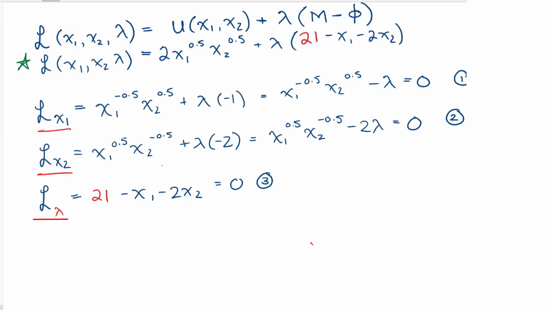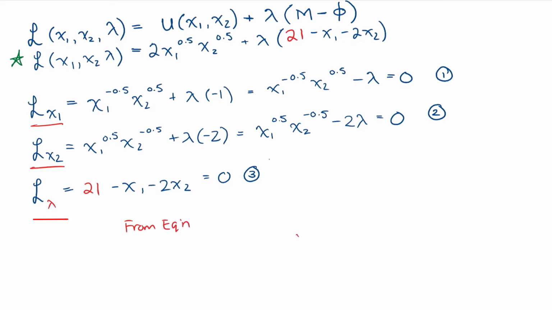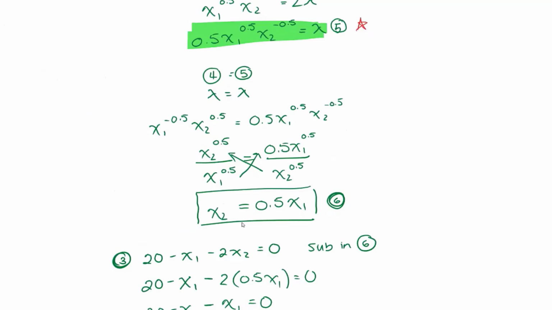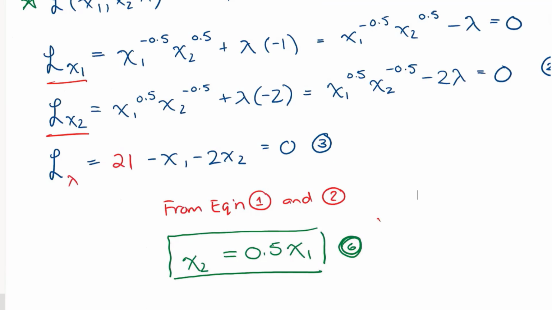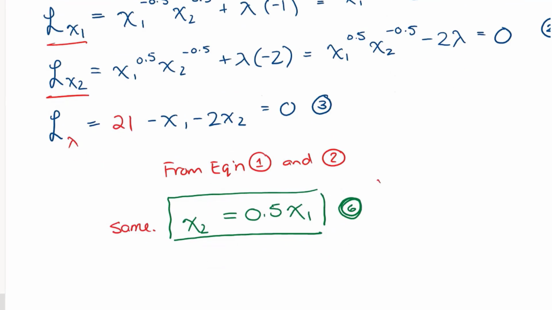In our previous solution, we used equations 1 and 2. We determined this relationship here. We had not used equation 3 yet. So does this part change with our new budget? Does our relationship between x2 and x1 change? No, it doesn't. This part stays the same. What changes is as we substitute it into our third equation.